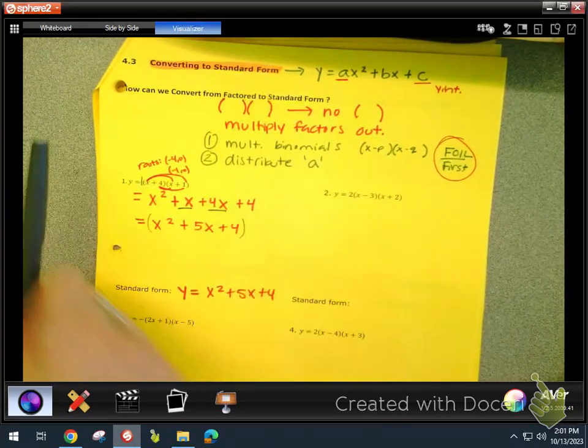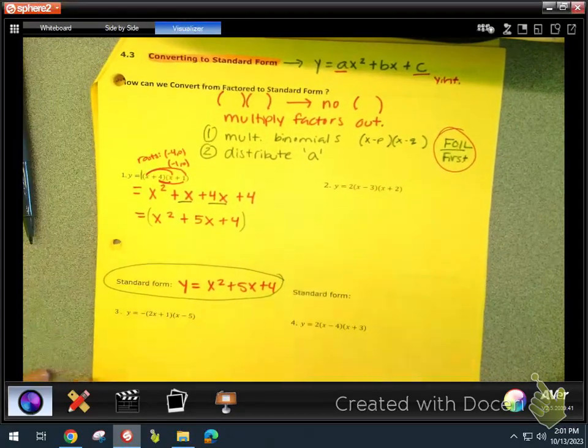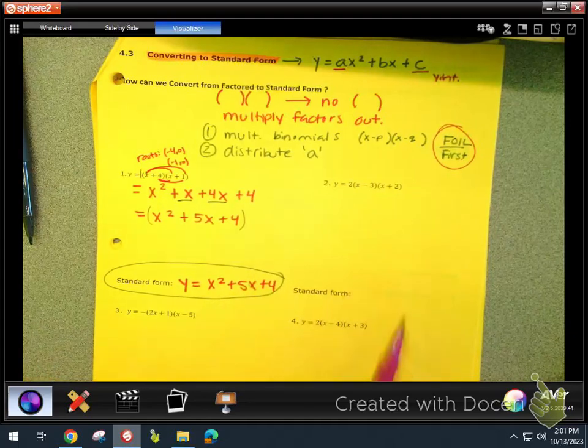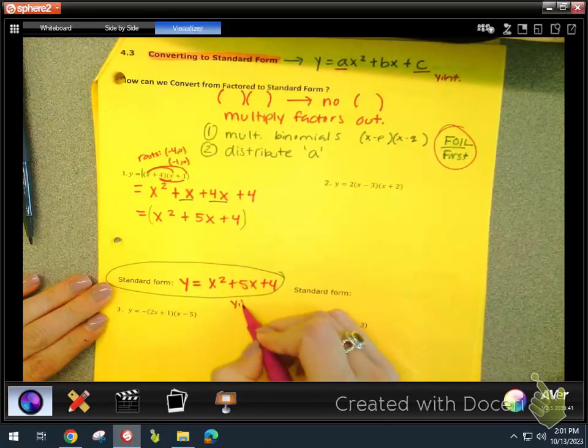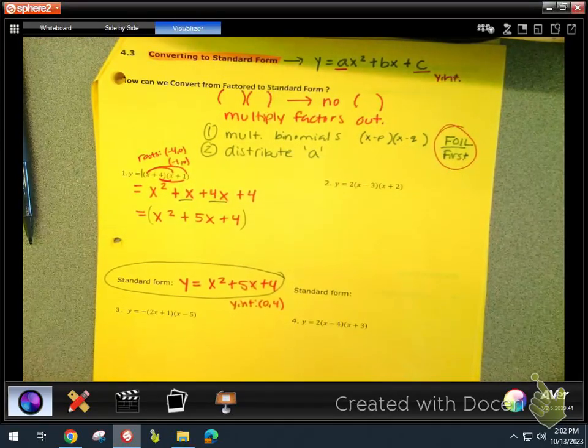Again, we've done this before, haven't we? You better say yes. I know you have. This is all over the star. What do we know now? The y-intercept is what? 4. Our y-intercept is 0, 4. Okay? So what we started with, what we get to, good to go.